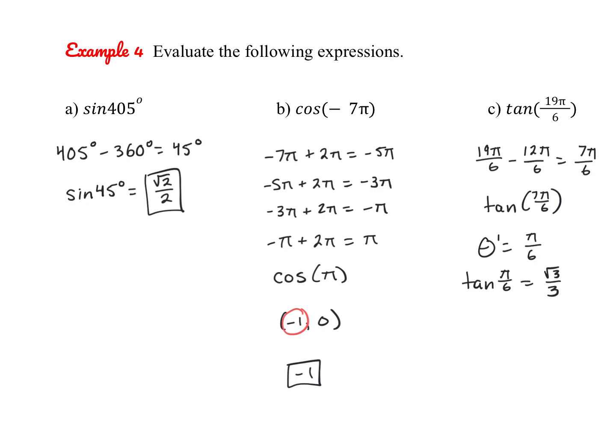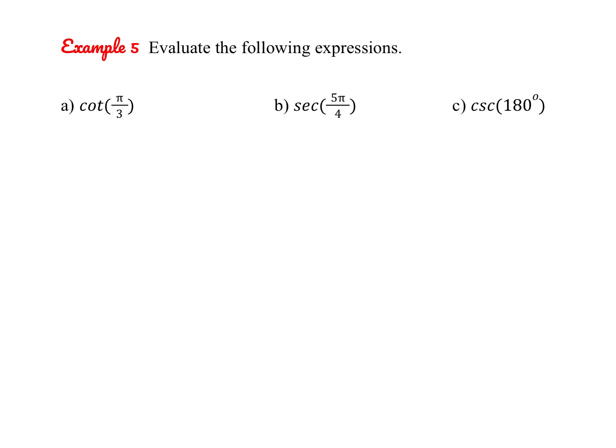And from here, all we need to do is figure out what quadrant we're working with. So 7 pi over 6 falls in quadrant 3, and tangent happens to be positive in quadrant 3. So our answer is positive root 3 over 3. All right, we're going to try 3 more together. Here we have our reciprocal functions.